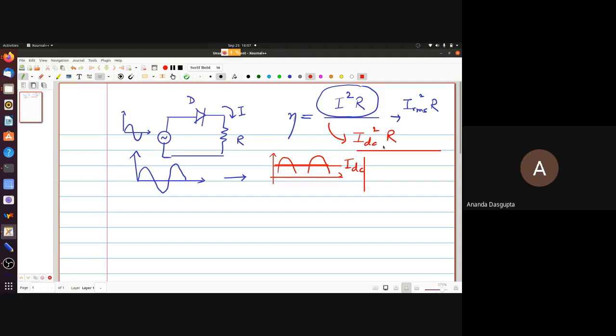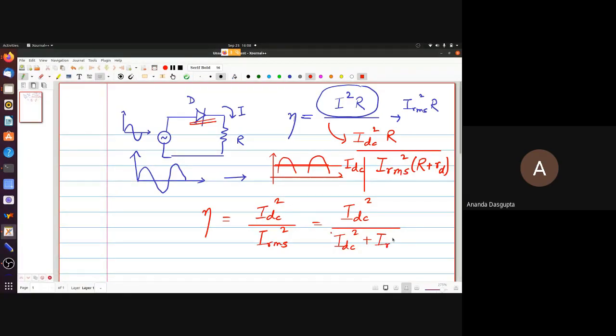So what you should have here is IRMS square into R plus the diode forward resistance, because there's some drop across the diode as well. But if you ignore the small rd, basically the efficiency is IDC square by IRMS square. And IRMS square, of course, is a result which you had to prove in this current questionnaire, is I ripple square. So this is another reason why we hate ripple.